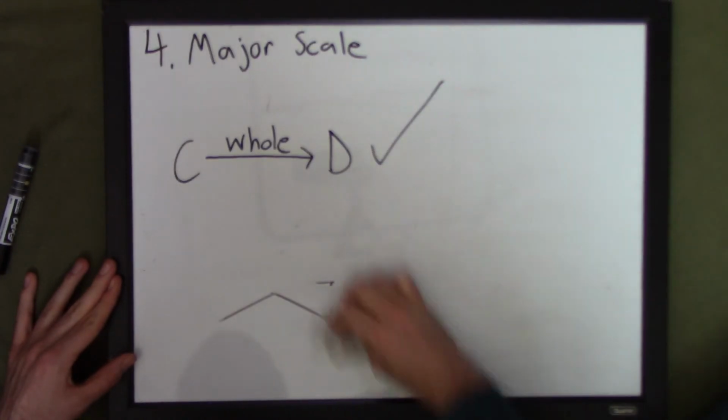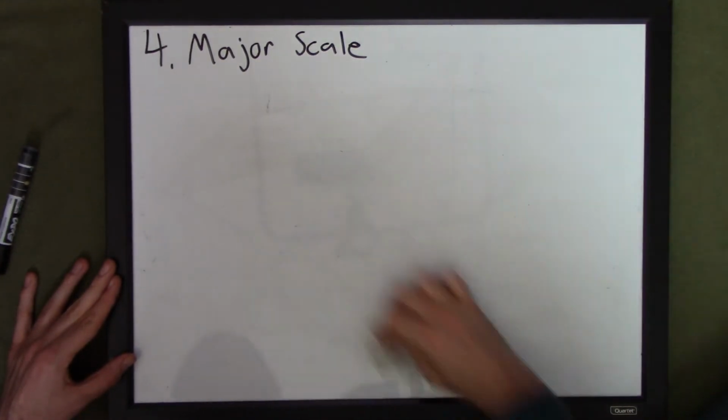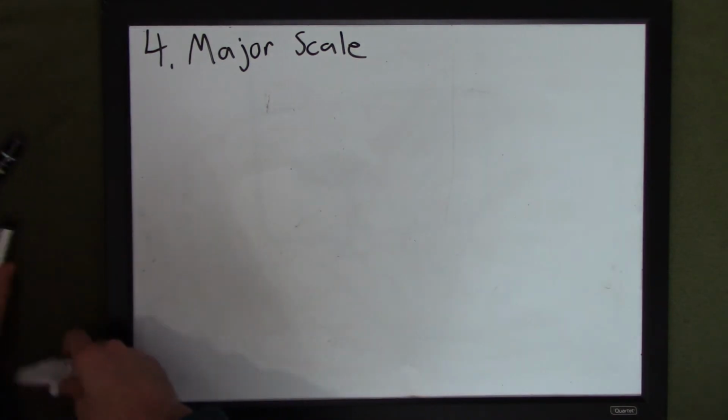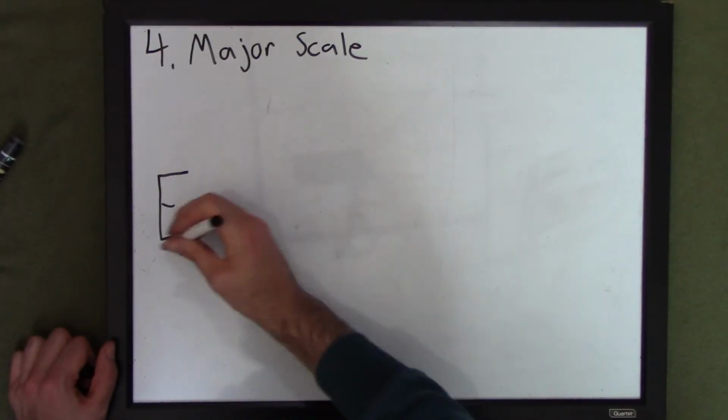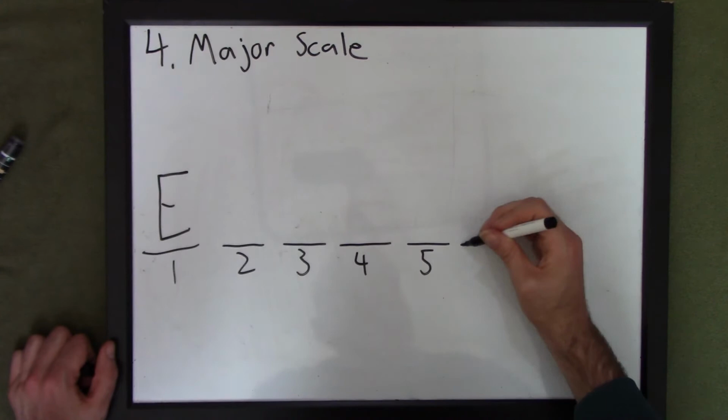Let's do E major. We're going to do our E major scale, which means we're going to start from E and then go a whole step, a whole step, a half step, a whole step, a whole step, a whole step, a half step. 2 wholes, half, 3 wholes, half.